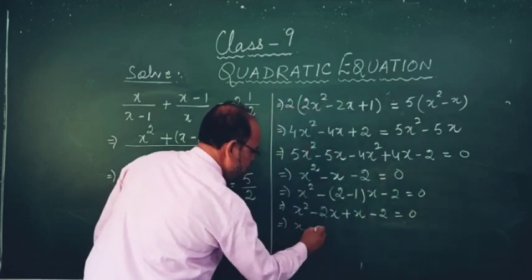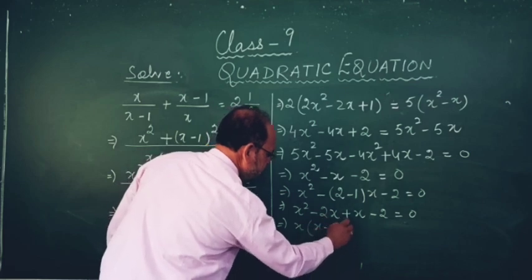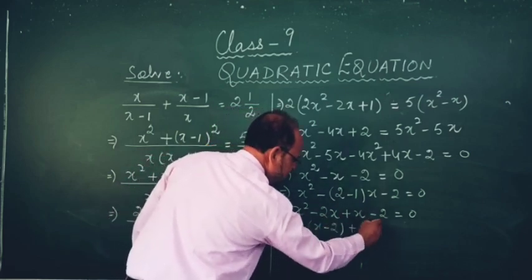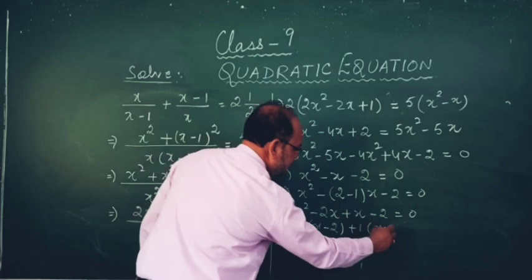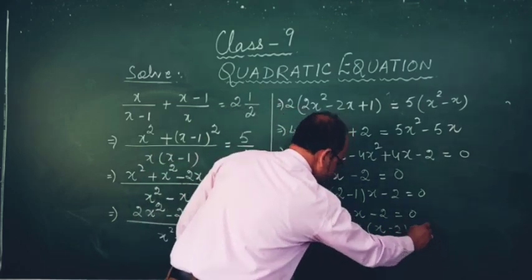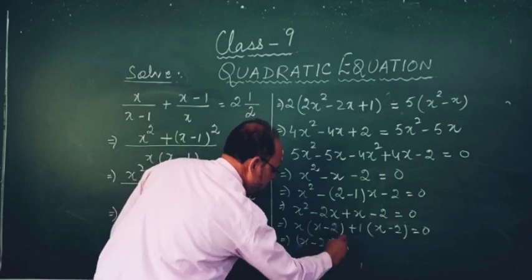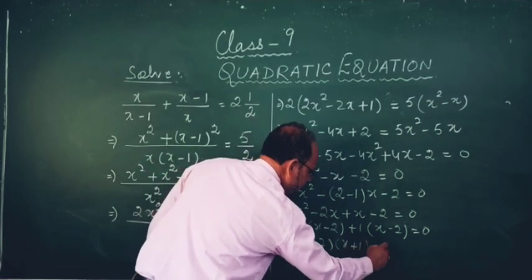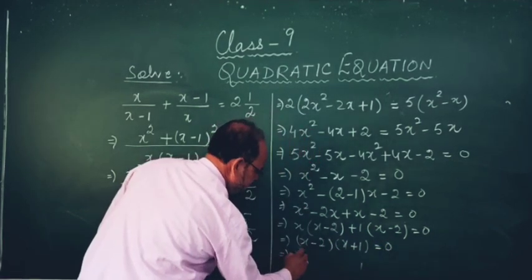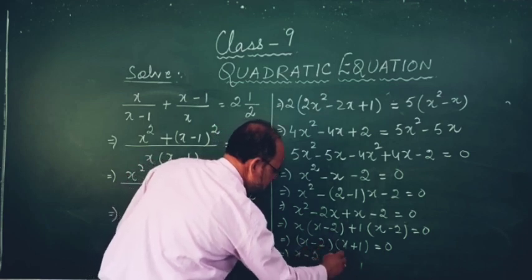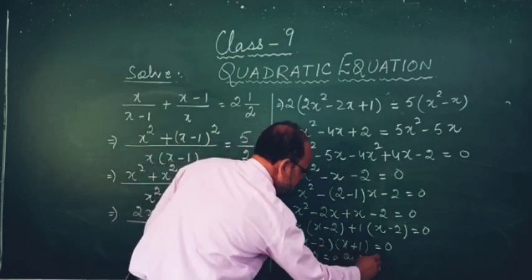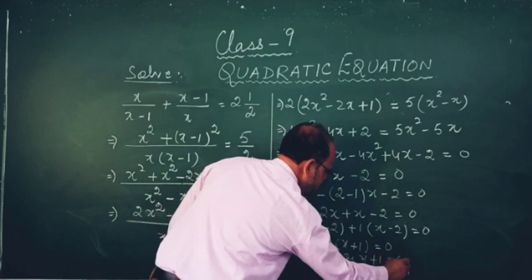We will take x common. So what we left here? x minus 2 plus nothing is common. It means 1 is the common factor. It will be x minus 2 equals to 0. Then you will take x minus 2, which is common in both. Then x plus 1 equals to 0. Once you will write x minus 2 equals to 0 or x plus 1 equals to 0.